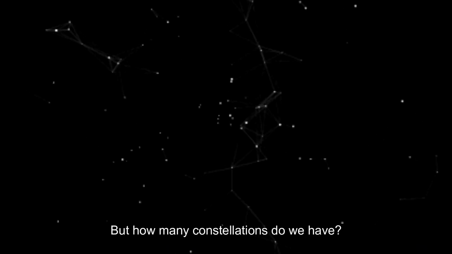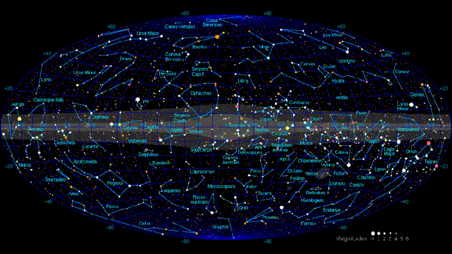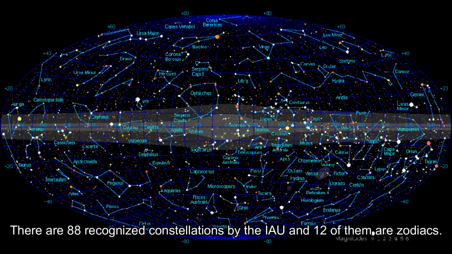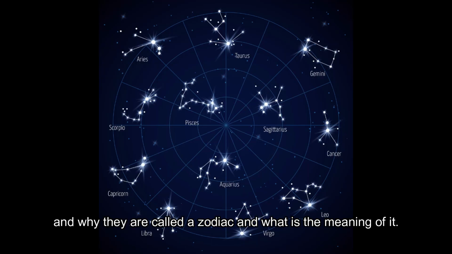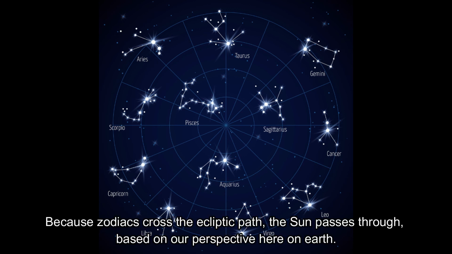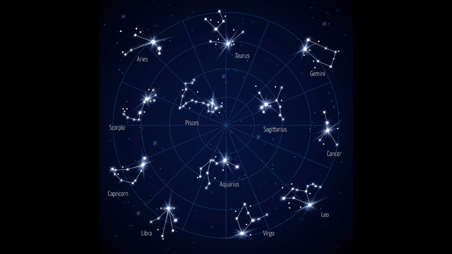But how many constellations do we have? There are 88 recognized constellations by the IAU, and 12 of them are zodiacs. And why are they called zodiacs, and what is the meaning of it? Because zodiacs cross the ecliptic, the path the Sun passes through, based on our perspective here on Earth.